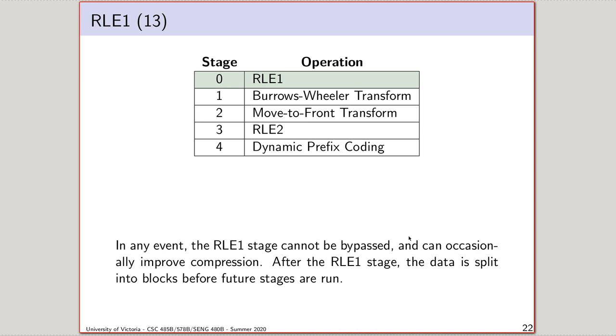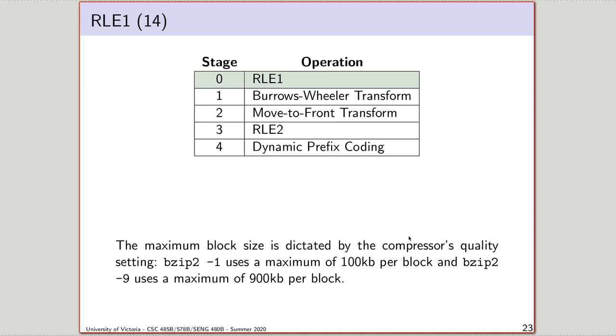What comes out of RLE1 is a symbol stream that does not have more than 4 consecutive identical characters, which does, I guess, help us if we want to use a sloppy implementation of BWT. Then after RLE1, we take our symbol stream and break it up into blocks. As I mentioned in the BWT lecture, this is the one impact of the quality setting. If I do BZip2 -1, I get a block size of 100 kilobytes maximum. If I use BZip2 -9, I get a block size of 900. That's it. Those settings have no other impact on compression.